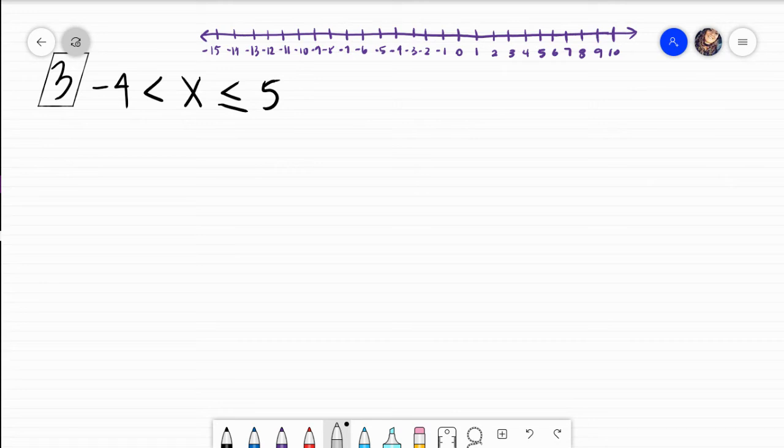Greater than also means it's going to open to the right. So greater than -4. Do you see that? And then let me read it again. X is less than or equal to 5.